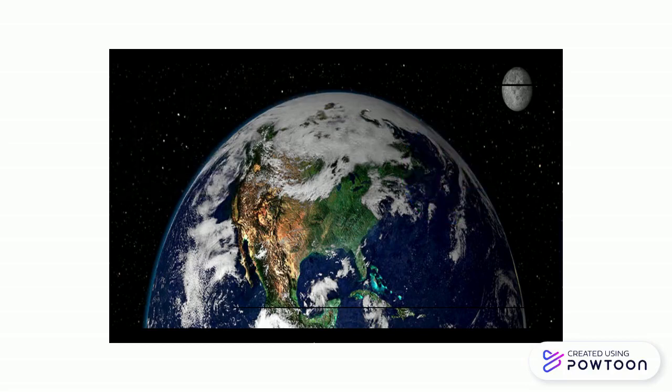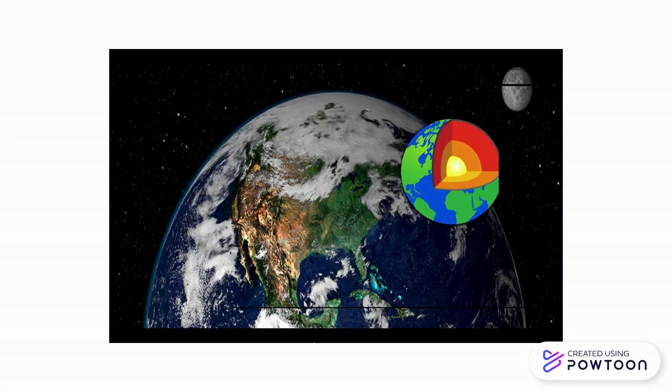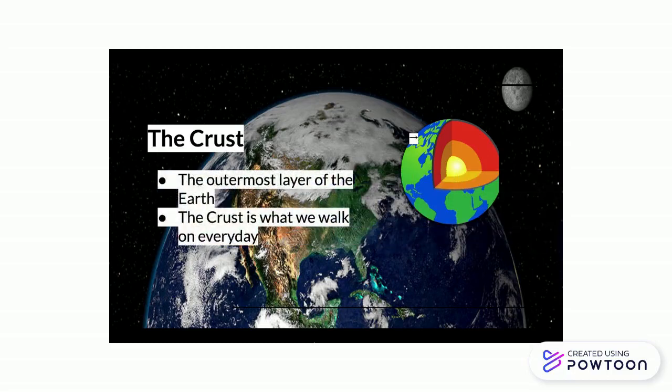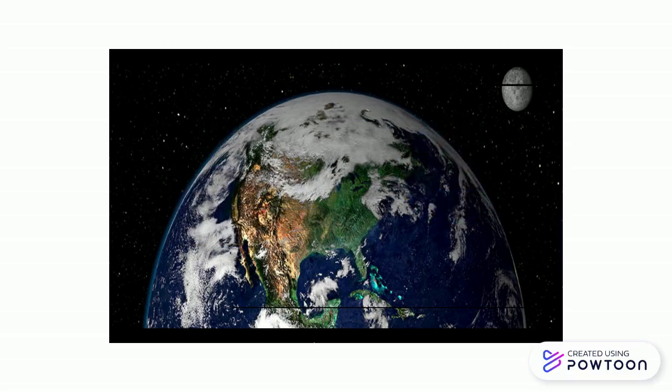The crust is probably the one you guys are most familiar with, the one you probably heard the most about, because it is that outermost layer that we're going to walk on every day. The crust is completely solid, and it is the outermost layer. It's the thinnest and smallest layer of the earth, but it's the one that's most important to us because we walk on it. So the next layer is going to be the mantle.